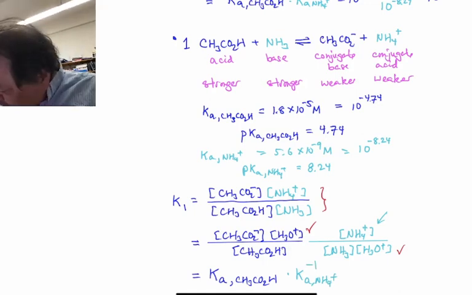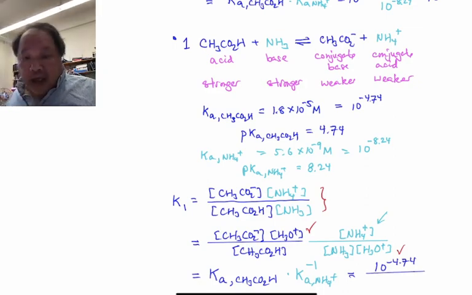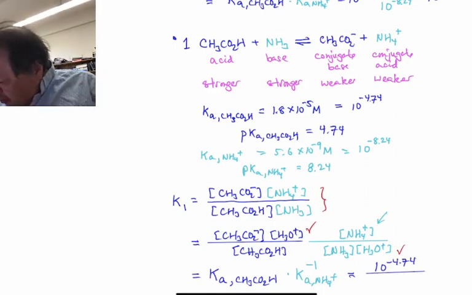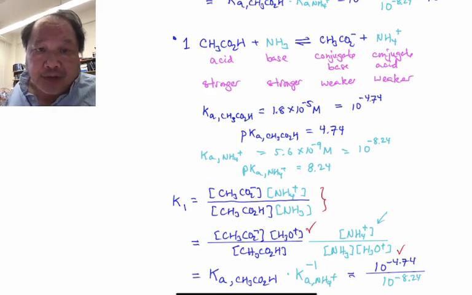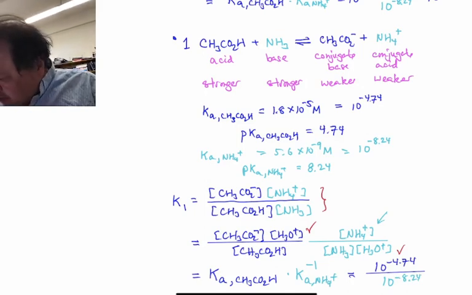And we can now plug in their values. The Ka for CH3CO2H is 10 to the minus 4.74. And now we have to divide that, since we're taking the inverse of the Ka of ammonium, which is 10 to the minus 8.24. And if we do that math, we see that this is equal to 10 to the 3.50.